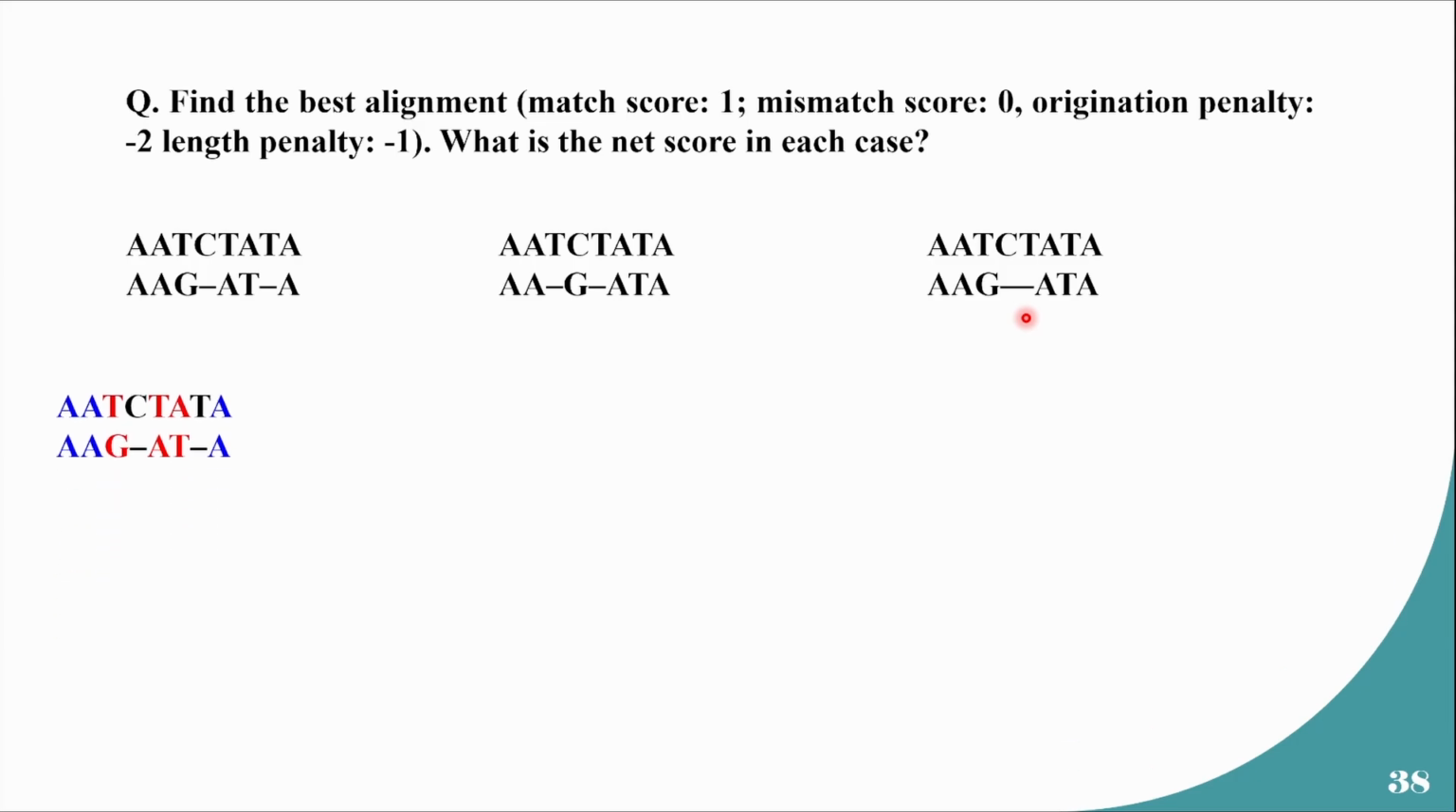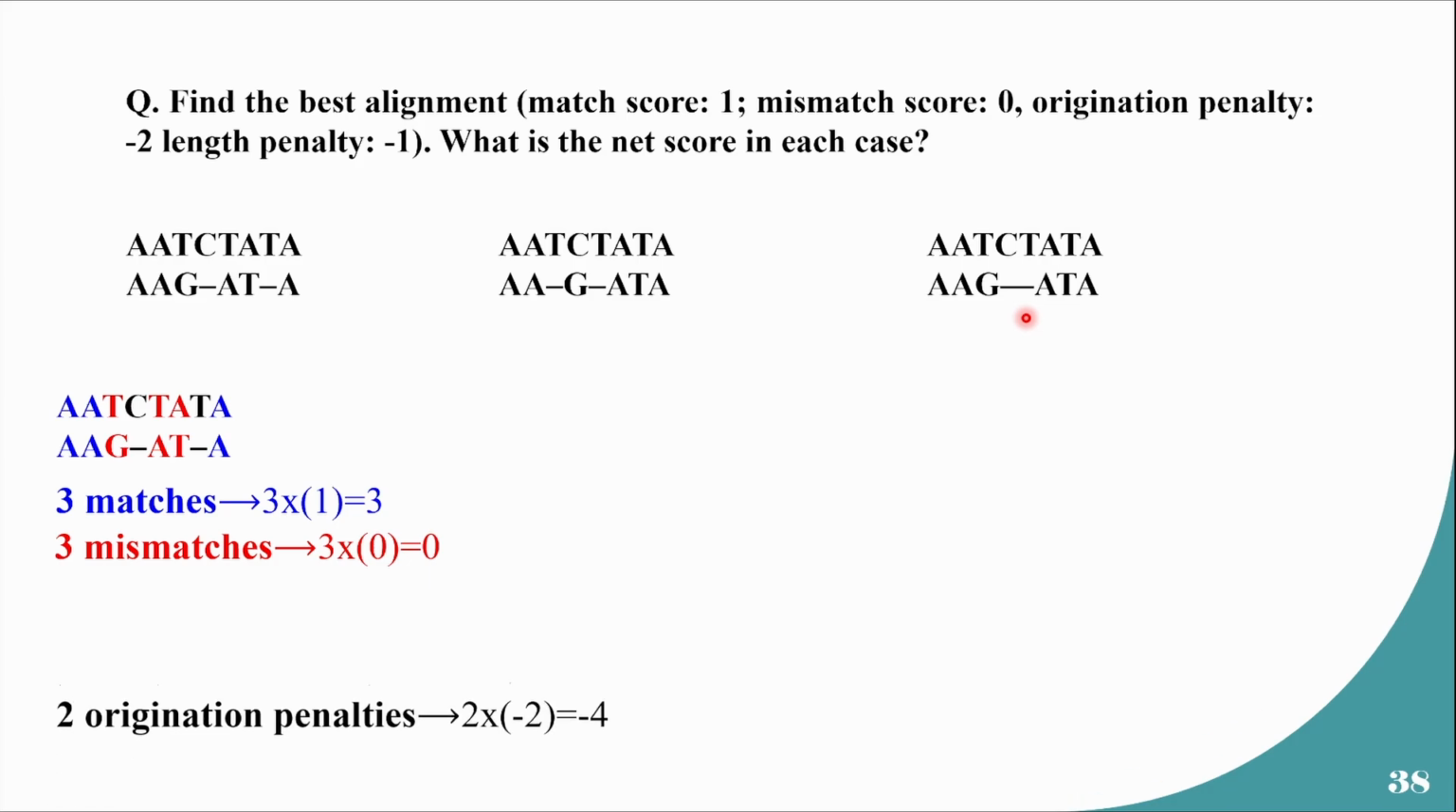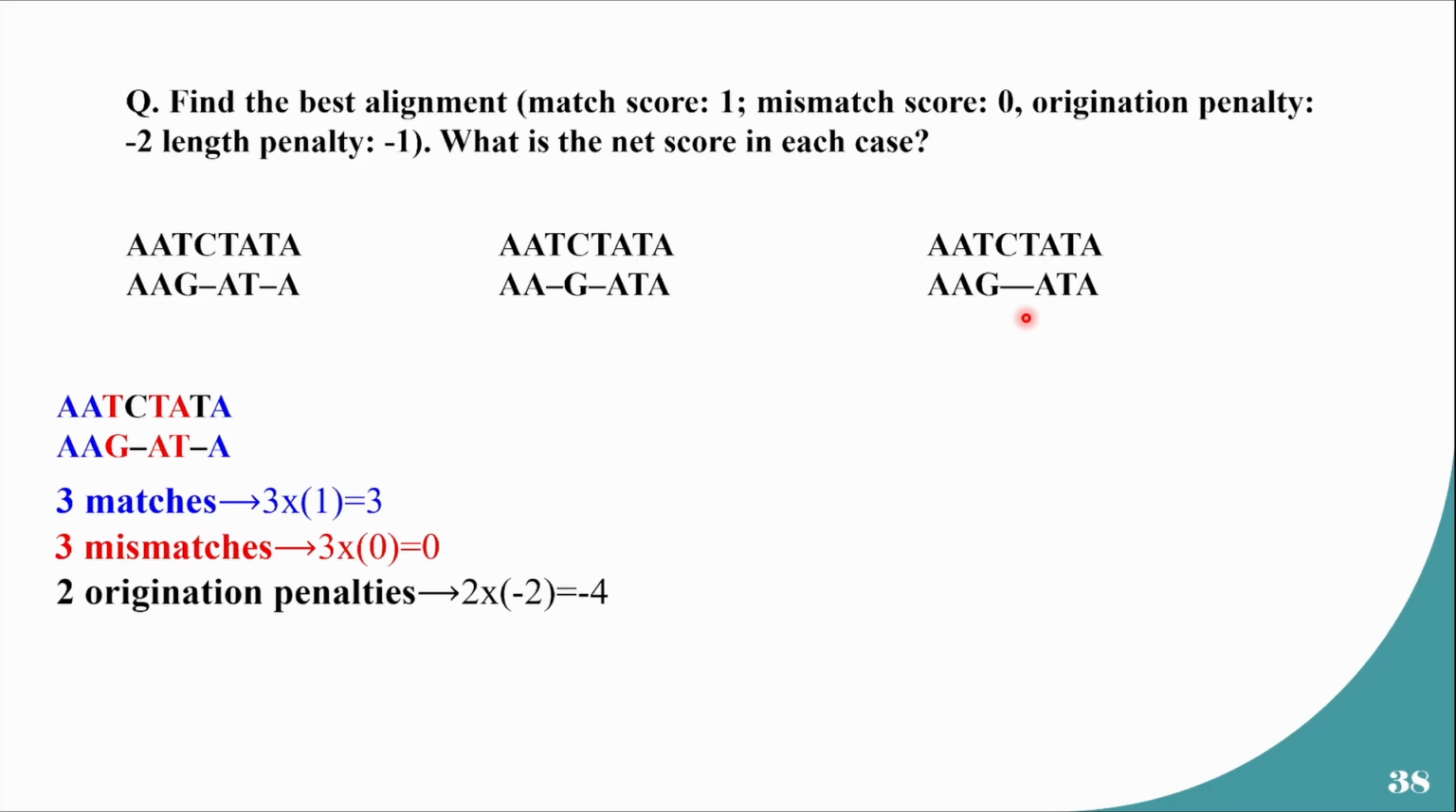So if we just walk through it, for example, in the first one, you will see three matches of alanines. So that will be a total of 3 points. Then you will see three mismatches. Since mismatch is 0, the total will be 0. And then there will be two origination penalties because at two different points, a gap was originated. So 2 times -2 is -4.